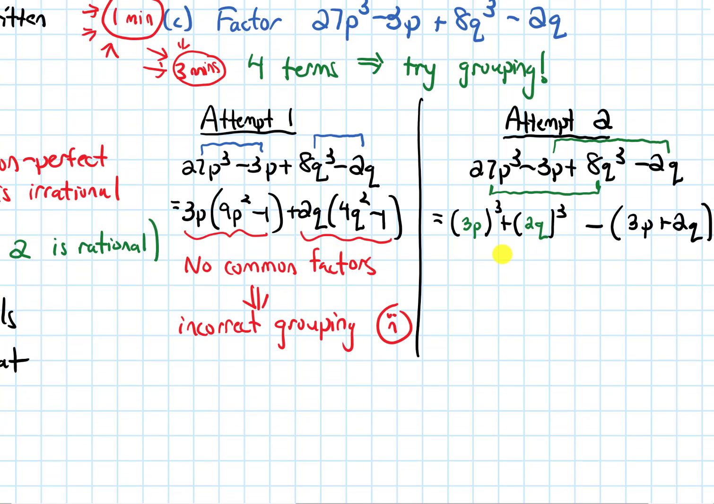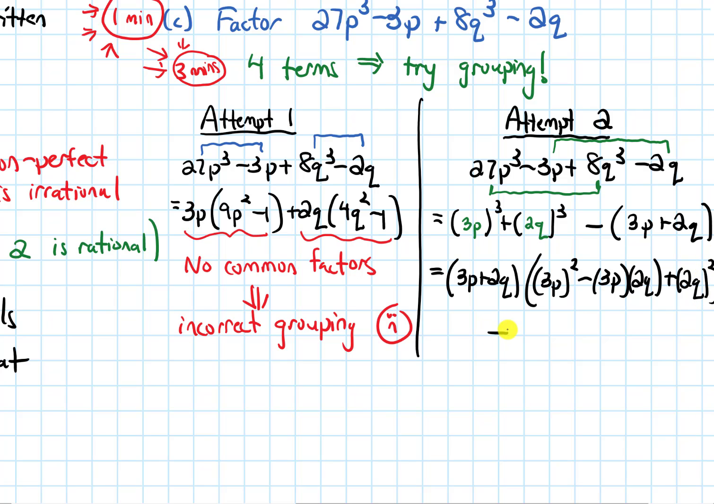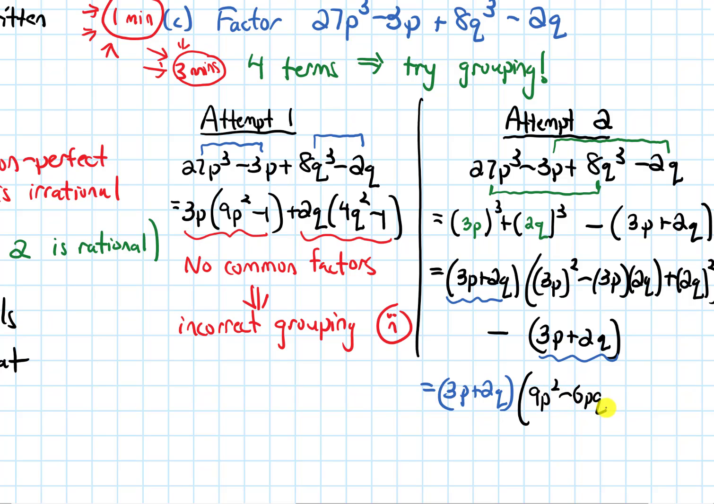If I use sum of cubes now on these first two terms, I'll get 3p plus 2q times the first thing squared minus the first thing times the second thing plus the second thing squared, 2q squared. And then I have that minus 3p plus 2q. Now notice that the groups have 3p plus 2q in common, so I'm going to be able to factor that out. When I factor it out, from the first group, what's left over is the three terms in the parentheses: 9p squared minus 6pq plus 4q squared. And from the second group, I technically have a 1 in front of the parentheses, so I'll be left with minus 1. And that is my factorization right there.